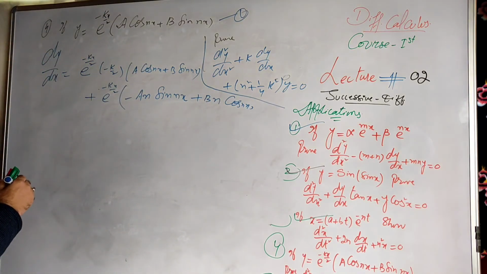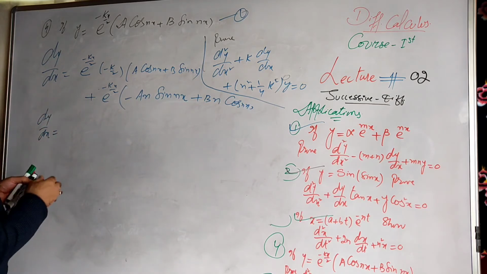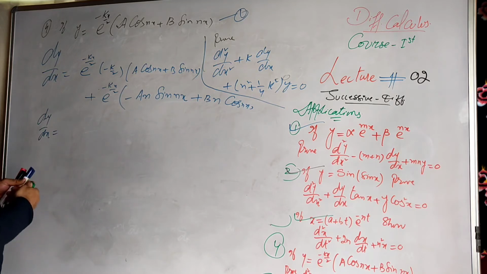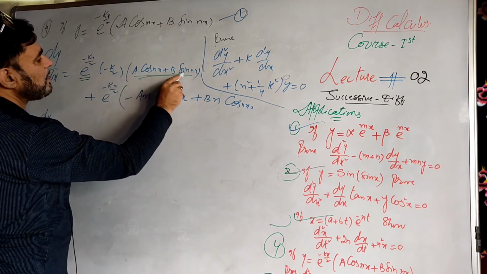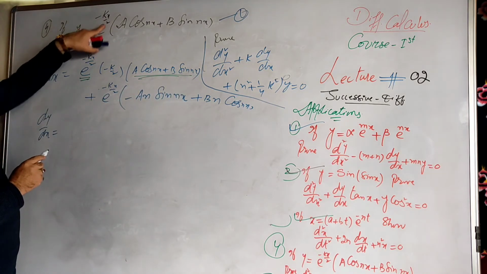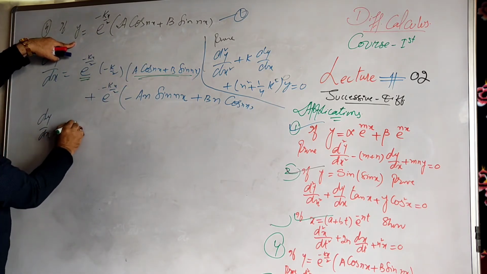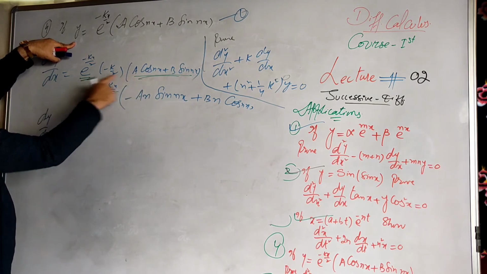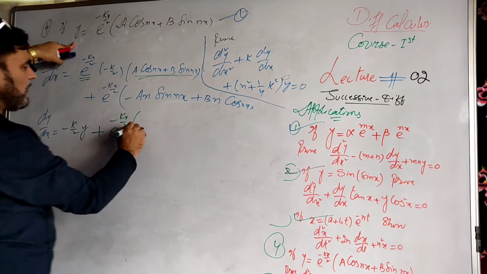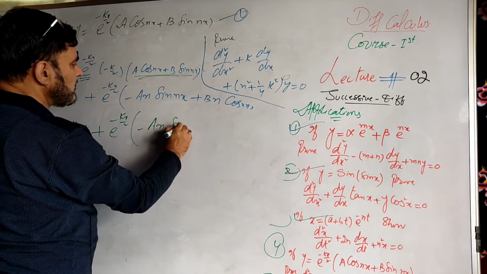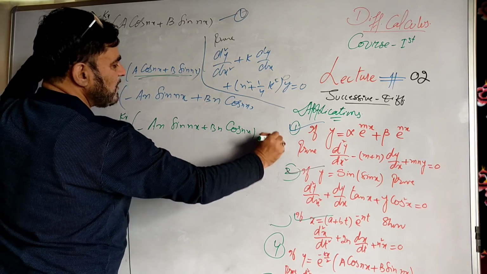Well, you see here it is dy by dx. I will just simplify this. Now this e raised power minus kx by 2 into a cos nx plus b sin nx, e raised power minus kx by 2 into a cos nx plus b sin nx, it is y. Using first, I will simply write it minus k by 2y because of this product. Then this is plus e raised power minus kx by 2 into minus a n sin nx plus b n cos nx. Name this equation second.